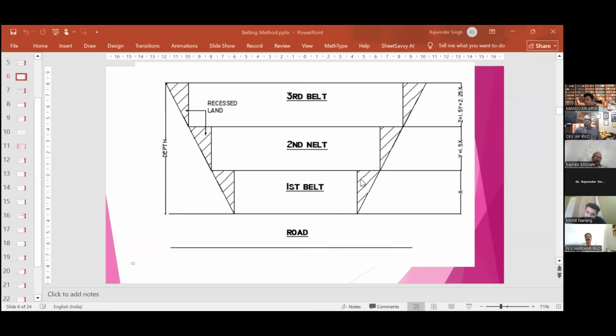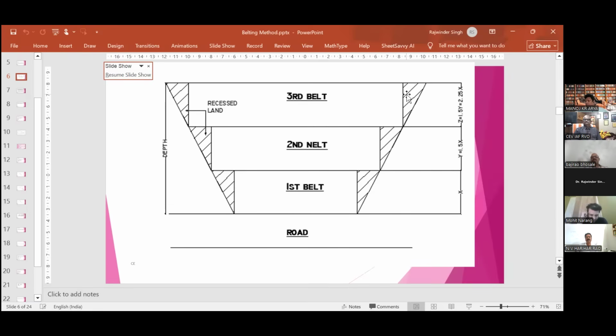And if you have a plot of such type, then you will be calculating the value of these recesses. These are called recesses. This is called recess flag. You will apply half the rate. If the rate of this rectangular portion is 1,800, then the rate of this recessed part will be 900. If it is 1200, then the rate of this recessed part will be 600. If it is 900, then 450 for this recessed.